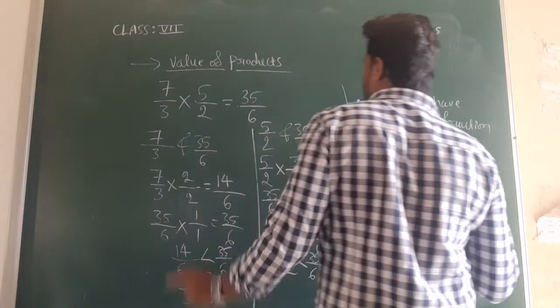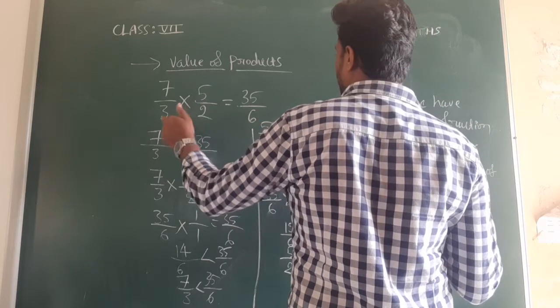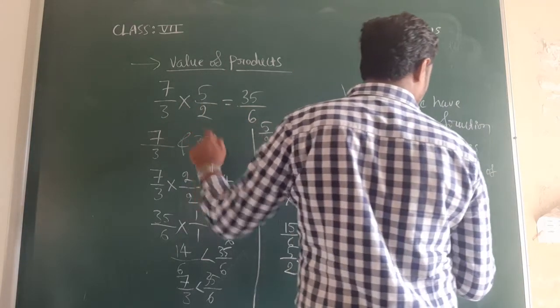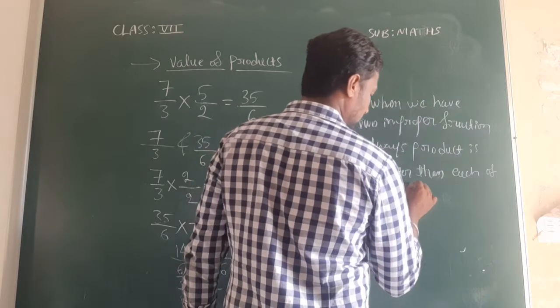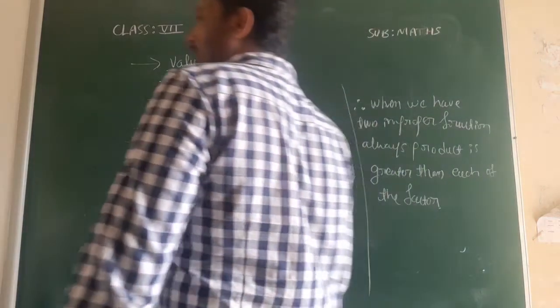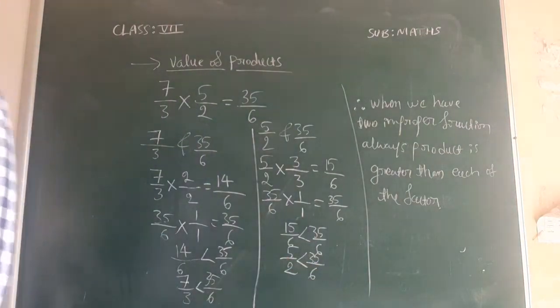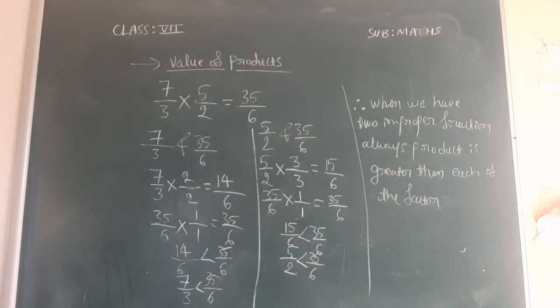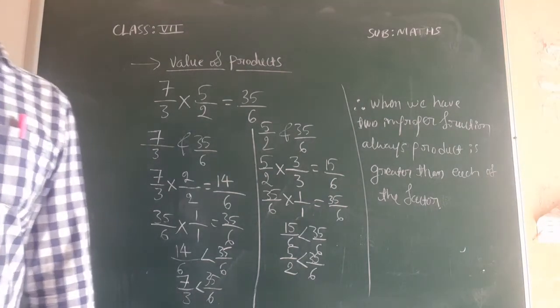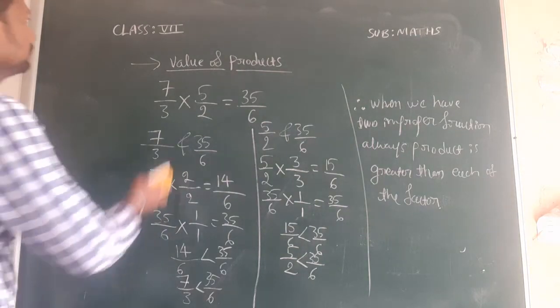Each of the factors means this 35 by 6 is greater than 7 by 3 and this 35 by 6 is greater than 5 divided by 3. Each of the factors. You have to write this sentence below this example. Okay? So all the concepts and the examples related to 2.3 are completed now. Now I will start exercise 2.3. Okay?